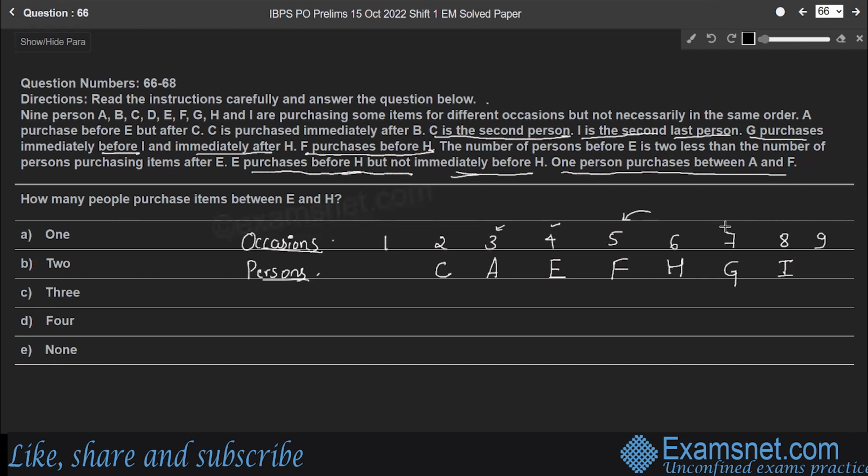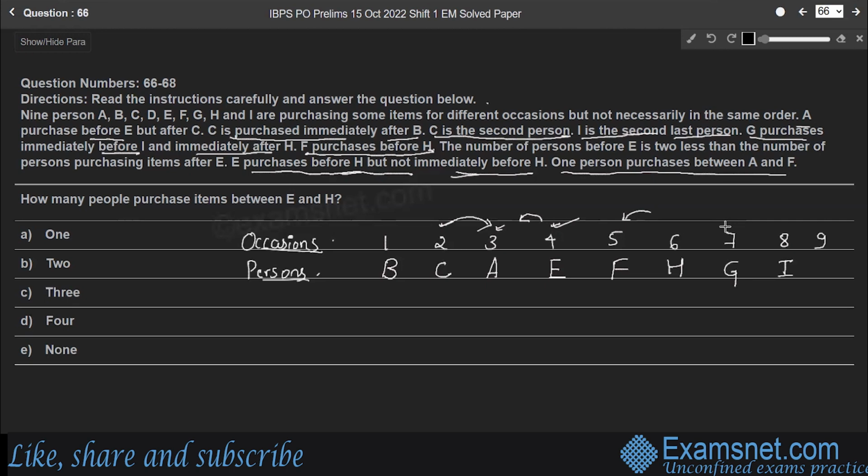And the next point is here. C is purchased immediately after B. So C, the second person, purchased immediately after B. Therefore, B is the first person who purchased. And A purchases before E but after C. So this condition is also satisfied. Before E, A purchased. After C, A purchased.